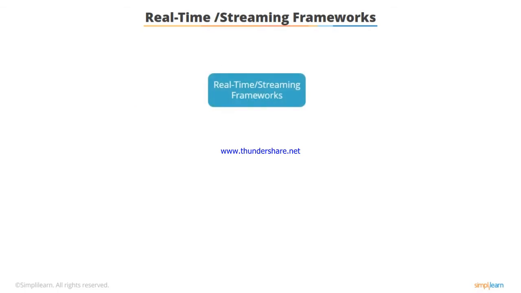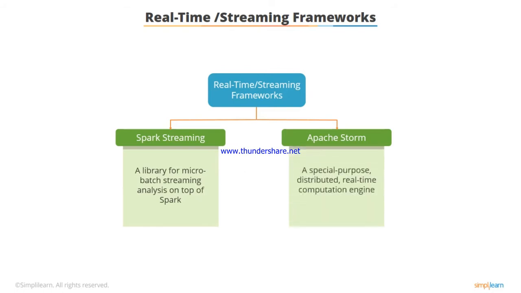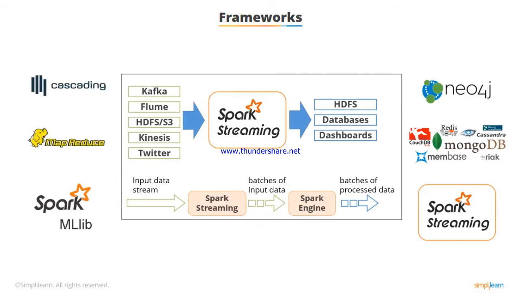For near real-time analysis of data, Spark Streaming and Storm are the most popularly used frameworks. Spark Streaming is a library for micro-batch streaming analysis on top of Spark. Apache Storm is a special-purpose, distributed, real-time computation engine. Here are the images of the different frameworks described on the previous screens.